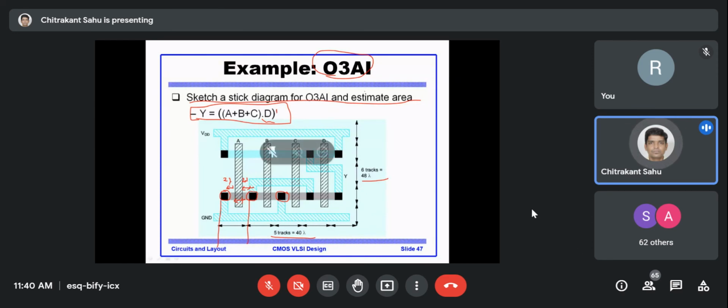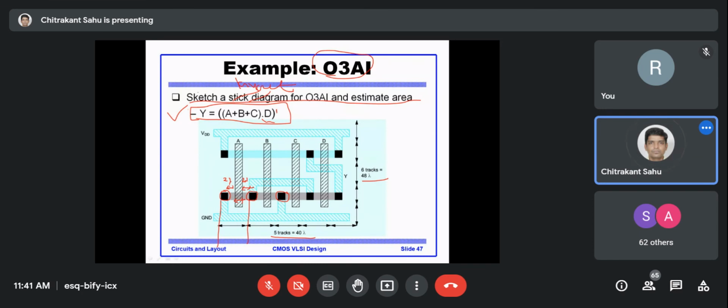So stick diagram for O3AI and estimate the area. Or instead of stick diagram, you can say layout. Okay. Draw the layout, sketch up the layout, and estimate the area. So this will be just a given question. Accordingly, what you have to do is first make the stick diagram.